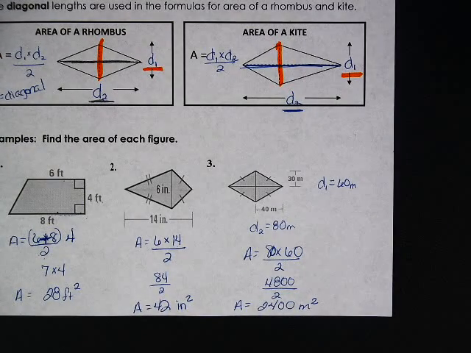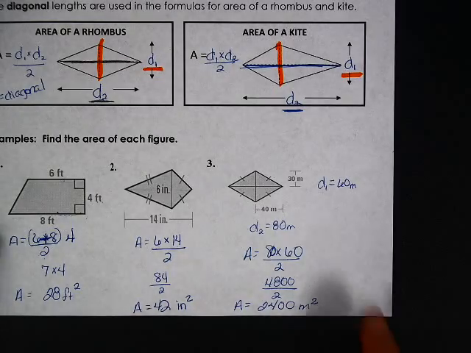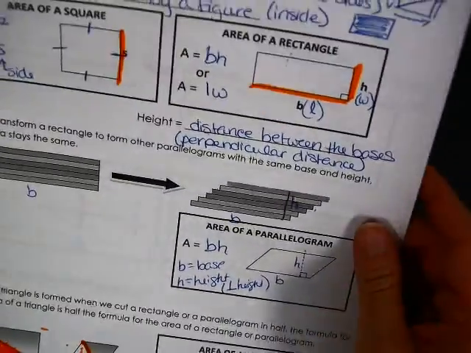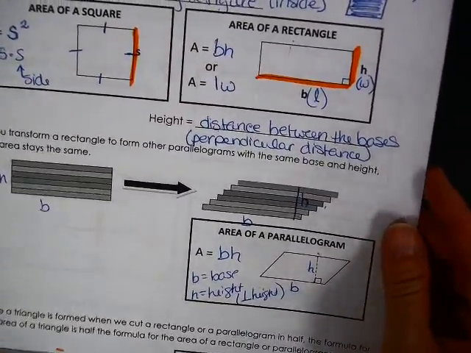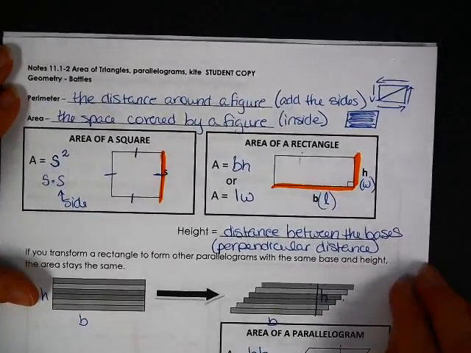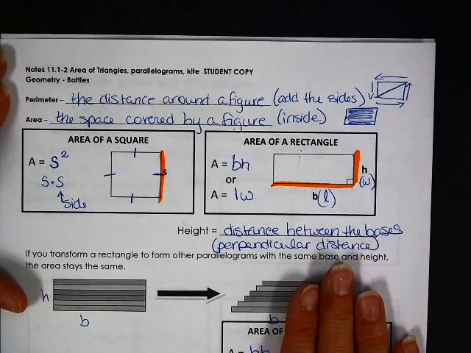That's my area. That sums up 11.1 and 2, finding perimeter and area of different polygons. Okay, and by polygons I mean triangles and quadrilaterals because we're going to get into more different types of polygons later on.